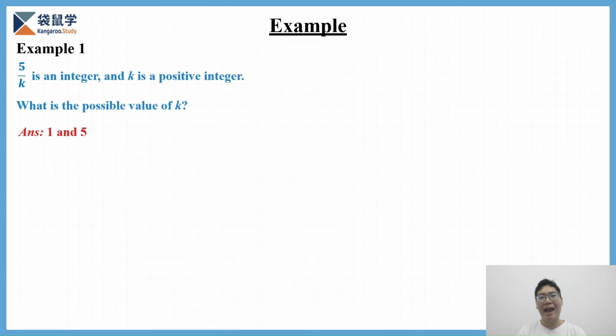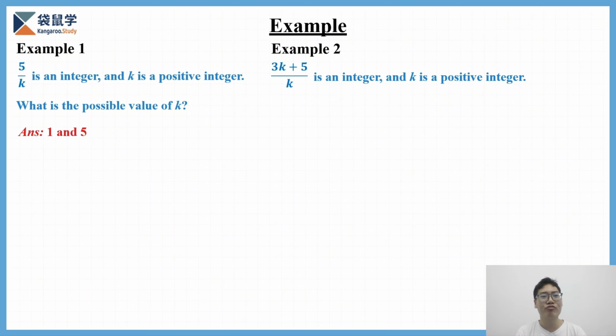Let's move on to the second example. We have the fraction 3k plus 5 over k, and with the same criteria as the first example, we want to find the possible values of k. Now we have a more complicated fraction. Let's first look at the first example to see if there's any information we can use. There, we could solve directly by looking at the relationship between 5 and k. So for example 2, are we able to simplify this fraction into simpler fractions?